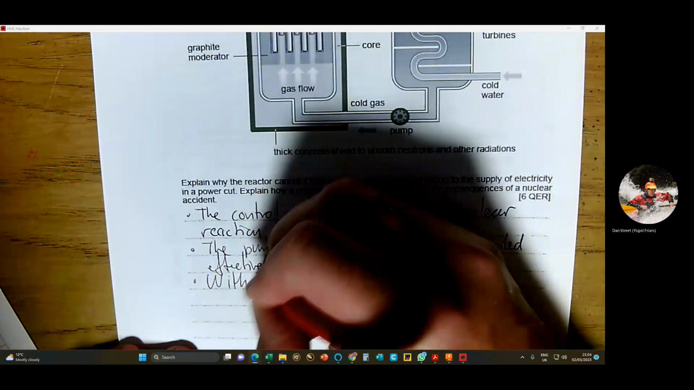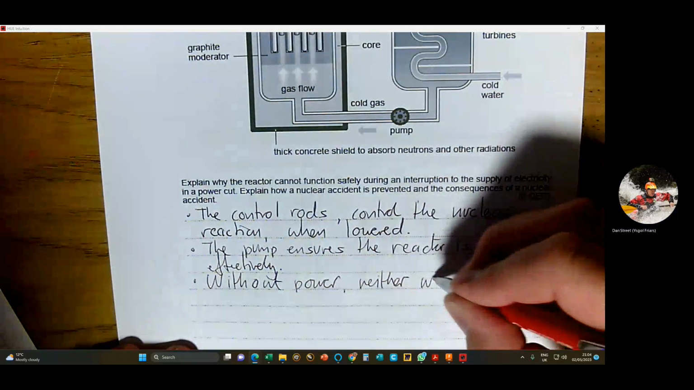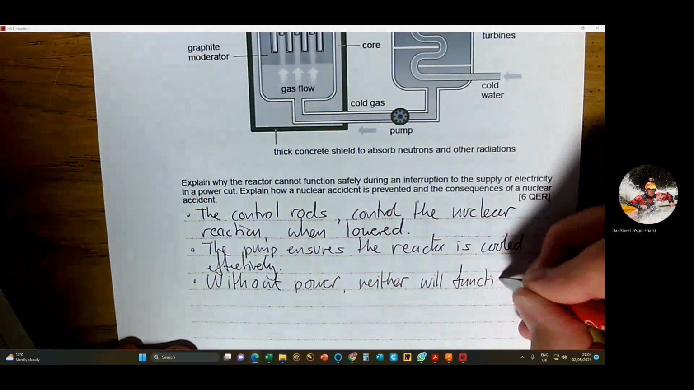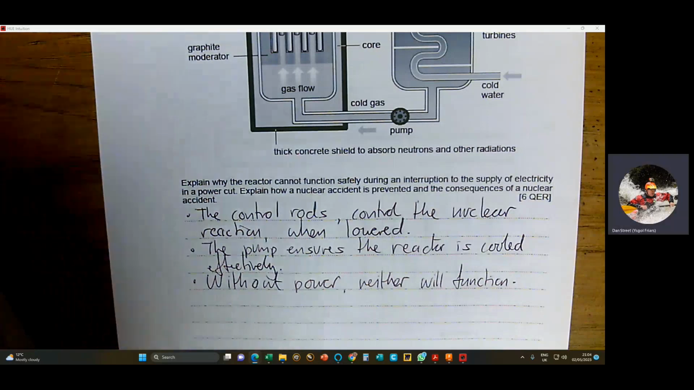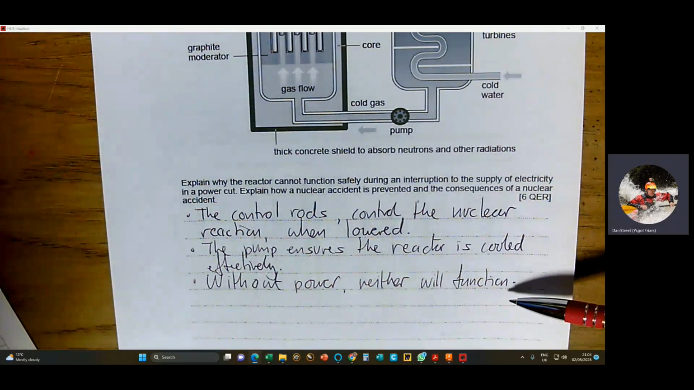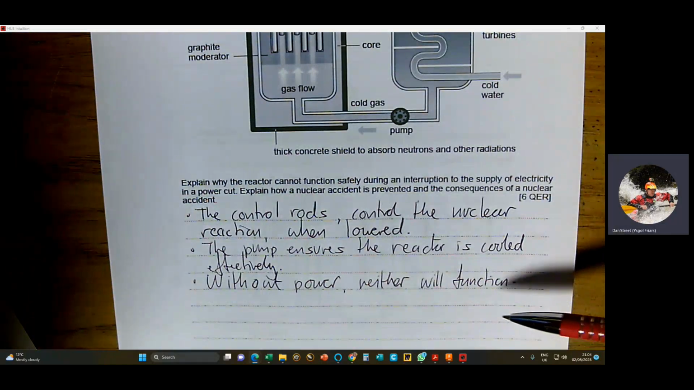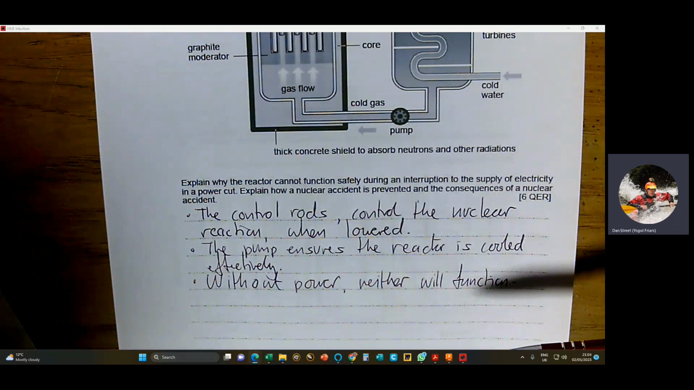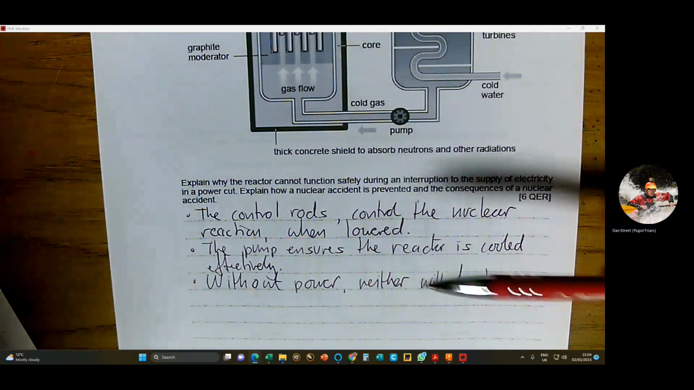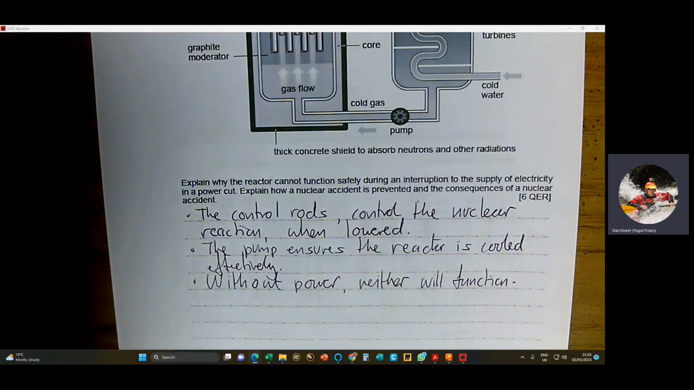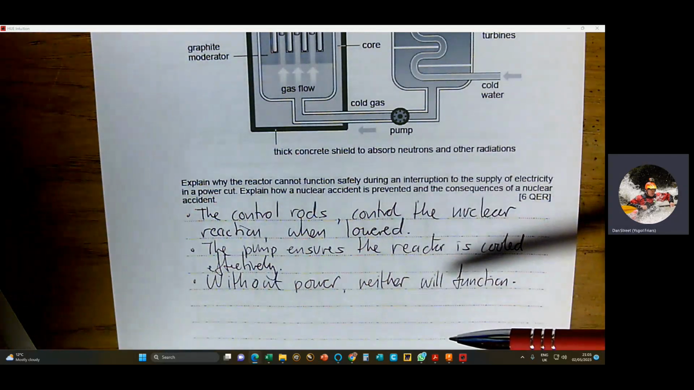Without power, neither will function. Okay, now in order to prevent a problem, the control rods are actually on a switch that, if it senses the power has gone off, they're dropped into the reactor automatically. So in normal operation they can be lowered and raised under electric power, but in the absence of power, they drop into the reactor automatically so that the reactor stops the fission process, and therefore the heat is reduced.